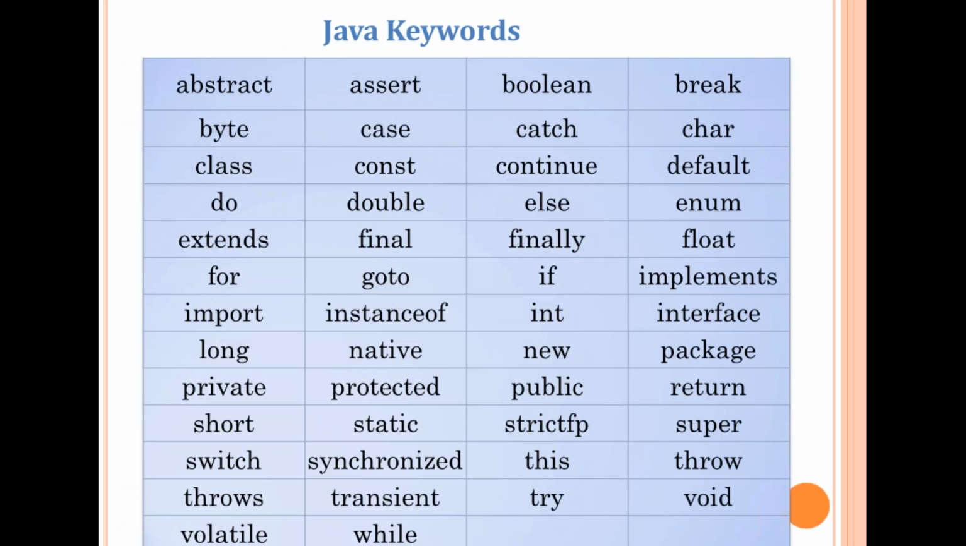Some of the Java keywords. The following list shows the reserved words in Java. These reserved words may not be used as constant or variable or any other identifier names. byte, case, catch, char, class, const, continue, default, do, double, else, enum, extends, final, finally, float, for, goto, if, implements, import, long, private, short, switch, throws, and so on.